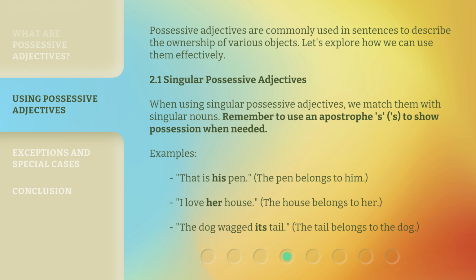Examples: that is his pen. The pen belongs to him. I love her house. The house belongs to her. The dog wagged its tail. The tail belongs to the dog.